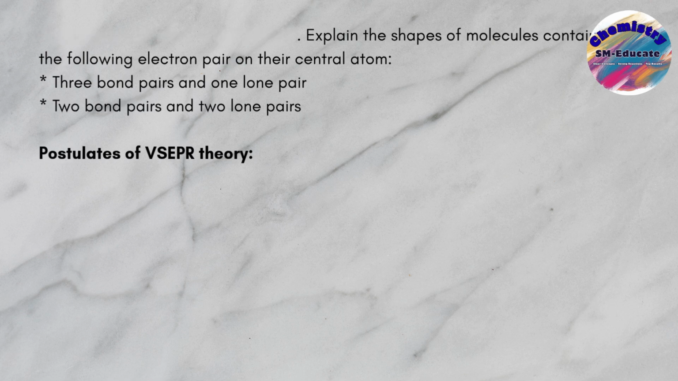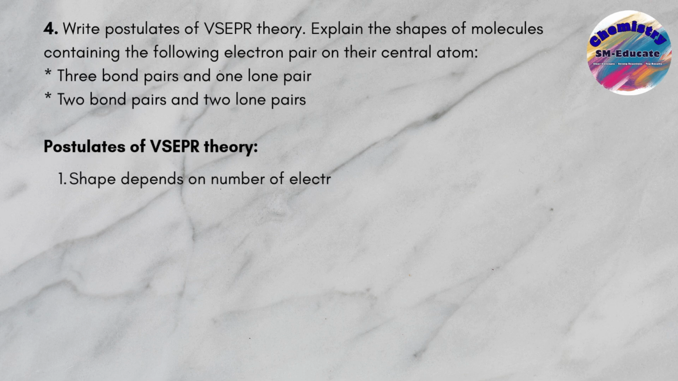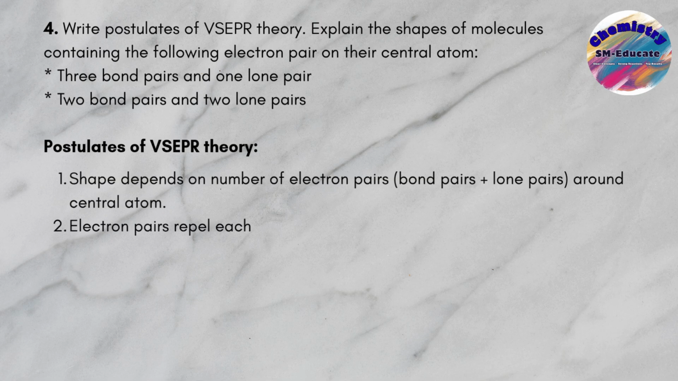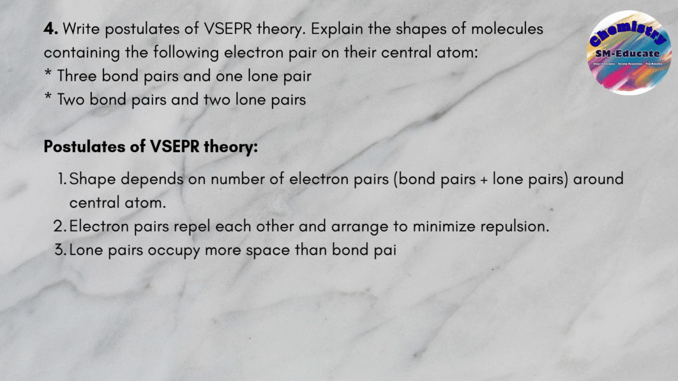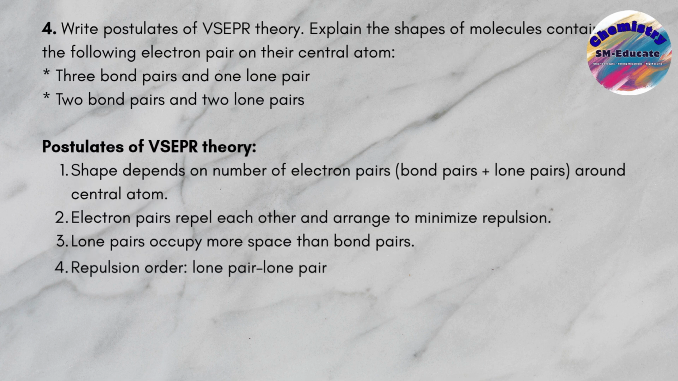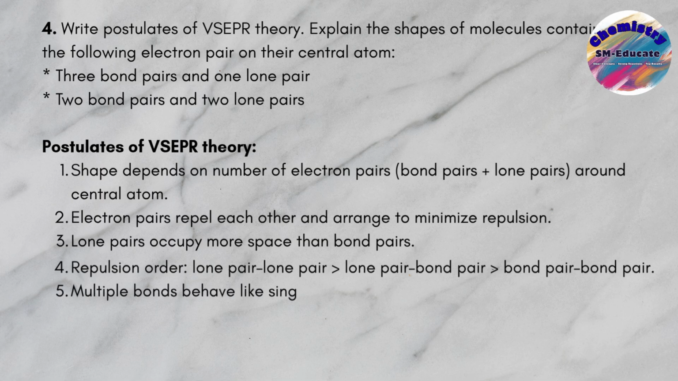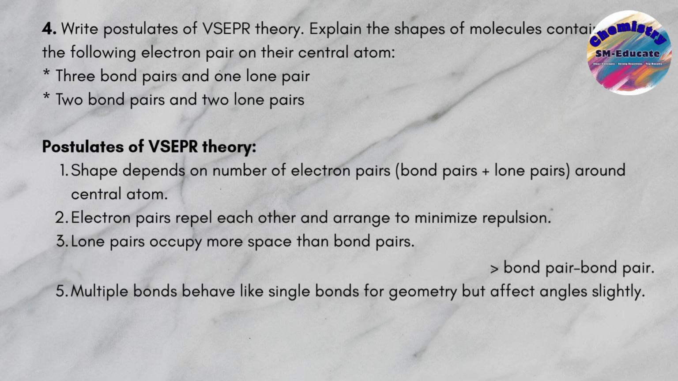Postulates of VSEPR theory. One, shape depends on the number of electron pairs, bond pairs plus lone pairs, around the central atom. Two, electron pairs repel each other and are arranged to minimize repulsion. Three, lone pairs occupy more space than bond pairs. Four, for repulsion, the order is lone pair-lone pair greater than lone pair-bond pair greater than bond pair-bond pair. Five, multiple bonds behave like single bonds for geometry, but affect angles slightly.